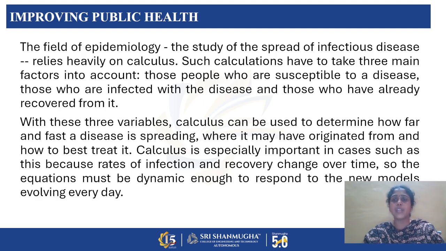Such calculations have to take three main factors into account: those people who are susceptible to a disease, those who are infected with the disease, and those who have already recovered from it. With these three variables, calculus can be used to determine how far and how fast a disease is spreading, where it may have originated from, and how to best treat it. Calculus is especially important in cases such as this because rates of infection and recovery change over time, so the equations must be dynamic enough to respond to the new models evolving every day.